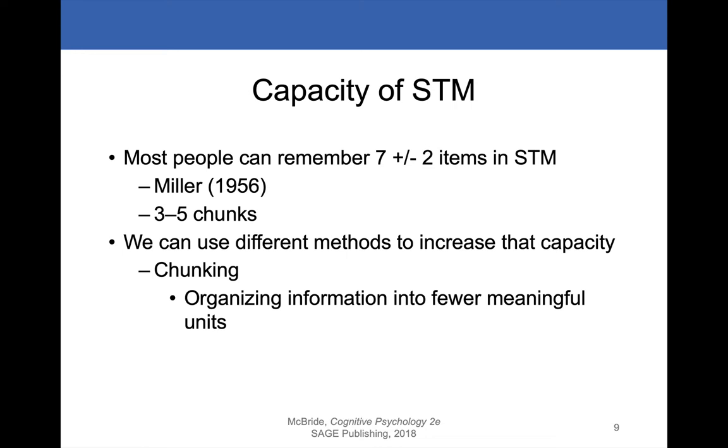So we can hold 7 plus or minus 2 separate items in short-term memory for a while, or we can hold 3 to 5 chunks. Chunks, of course, are a great way to increase the amount of information that you hold. But it varies a lot. The capacity for short-term memory varies a lot. It depends on the type of information that you are storing.